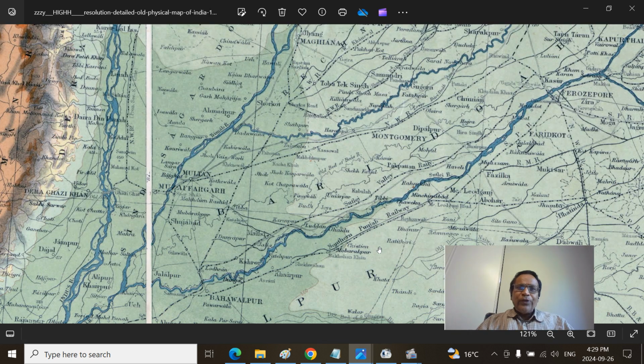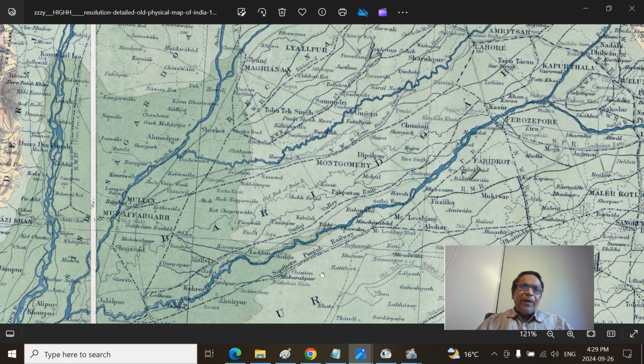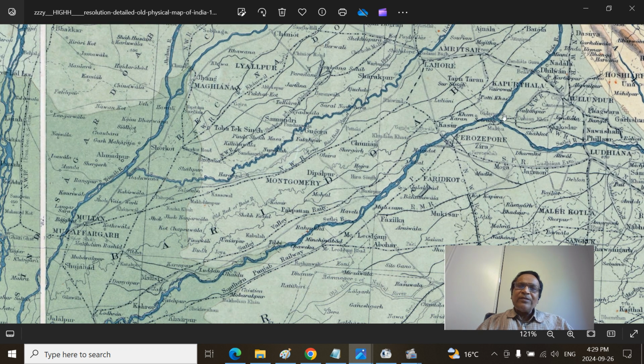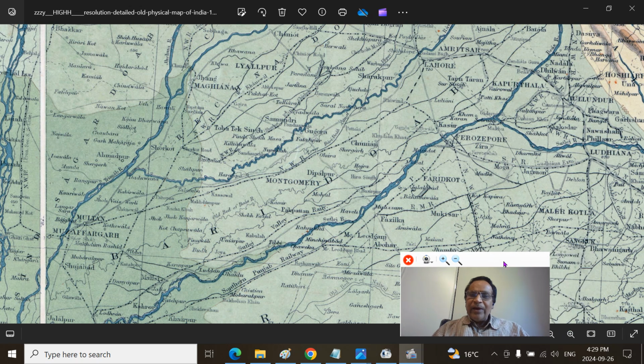So we can see that map again. This is the Sutlej River, that is the Ravi River. This is the Beas River. Here is Harike Pattan, and here it also shows the old Beas. In this map you can see the old Beas bank. You can see this. Northern part is the Ganji Bar. Southern part is the Nili Bar. Here they have not mentioned that name.